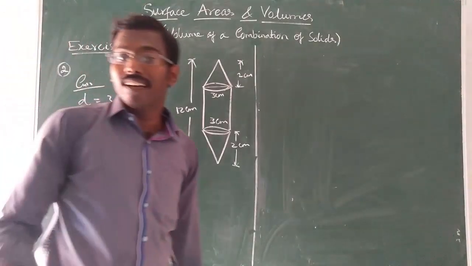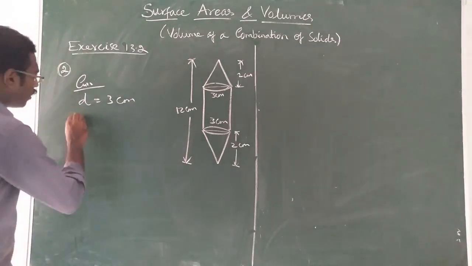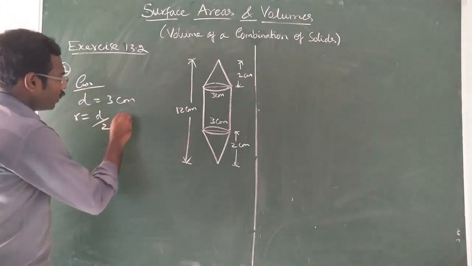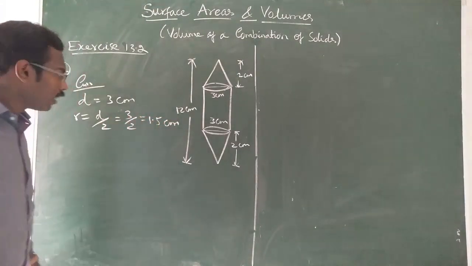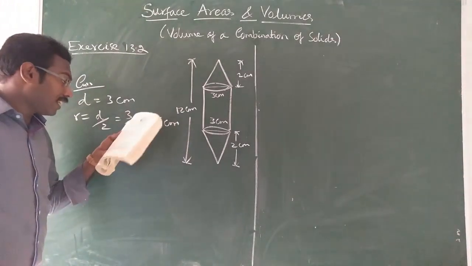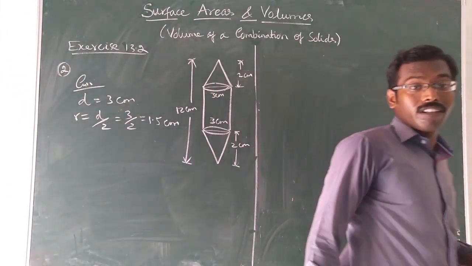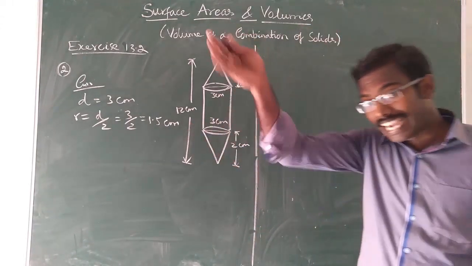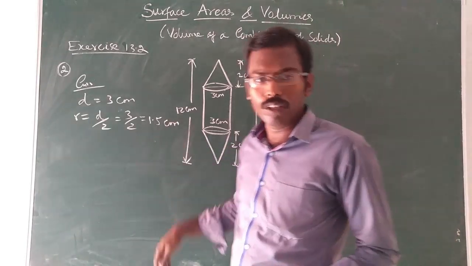Whenever diameter is given, you immediately find the radius. Therefore, radius is equal to diameter divided by 2, D by 2, that is equal to 3 by 2, that is equal to 1.5 centimeter. You can keep it as 3 by 2 or 1.5, your wish. Sometimes when you keep it as 3 by 2, it may be helpful in cancelling the other terms. Both are equal.